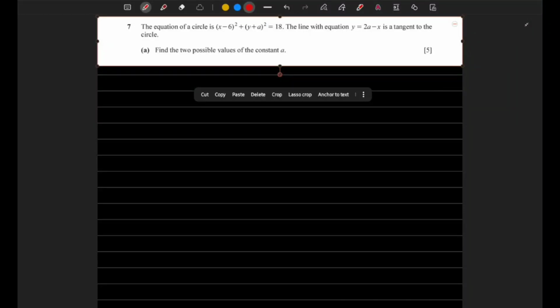Question number 7 says the equation of a circle is (x minus 6) squared plus (y plus a) squared equals 18. The line with the equation y equals 2a minus x is a tangent to the circle. Find the two possible values of constant a.